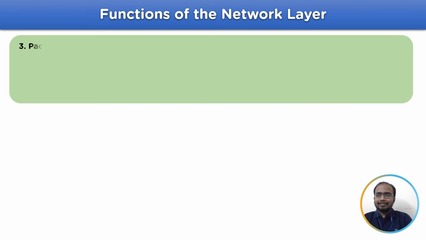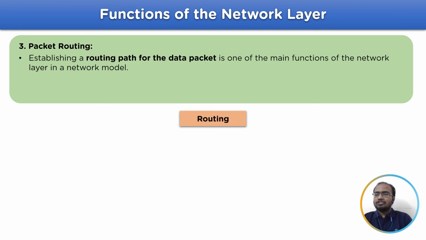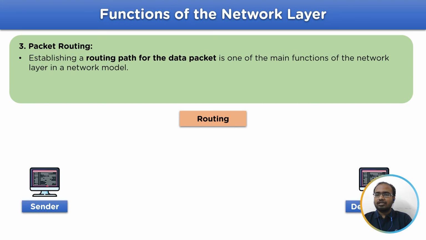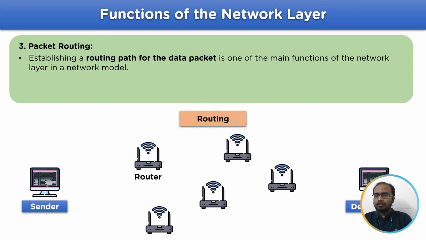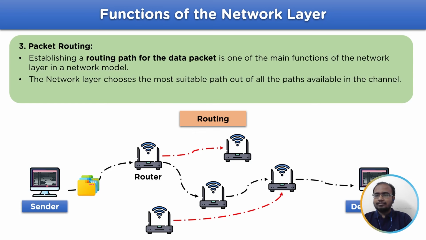Next up, packet routing. Establishing a routing path for the data packets is one of the main functions of the network layer in the network model. The network layer chooses the most suitable path out of the line of paths available in the channel.